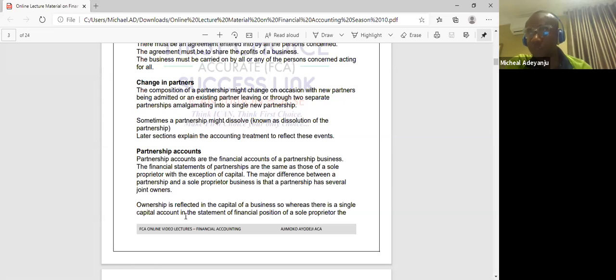Also, we have the secret partner. This is a situation whereby the partner does not want his identity to be known in the business. We also have the partner by estoppel. This is a situation whereby a person comes forward to say a good thing about a particular business, and because of the trust people have for such a person, people honor his word and patronize the business itself. So that is what a partner by estoppel is.